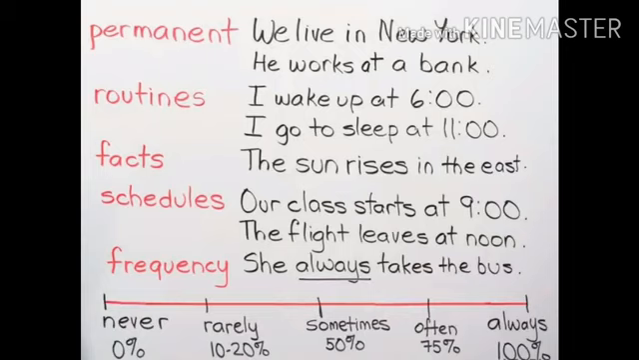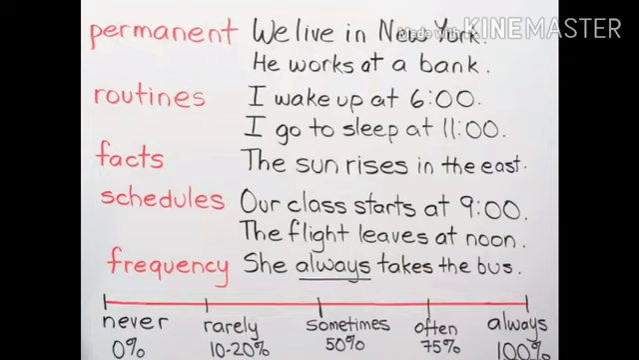So then we say we live in New York. We live in Khammam. In the same way, he works at a bank. Means he has a job there. So regularly he works there only. So there is no change in that thing. So it is a permanent action. So we write it as he works at a bank. Now you observe the verb there. We live, he works. So with we, the verb is singular. With he, the verb is plural.